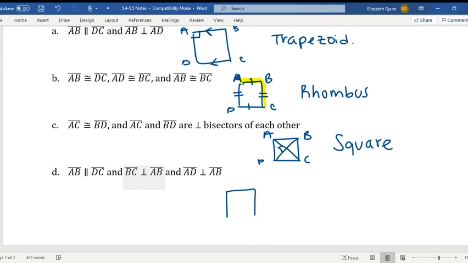All right, last one. AB is parallel to DC, and BC is perpendicular to AB, and AD is perpendicular to AB. All right, so now this one, it's giving you one set of parallel sides, but it's also giving you two right angles. Huh.